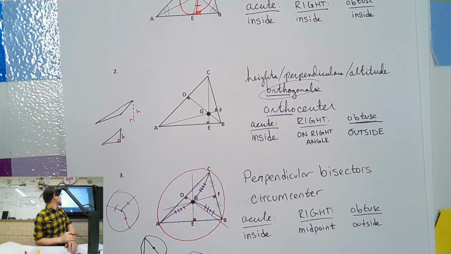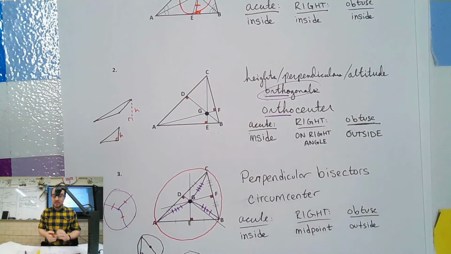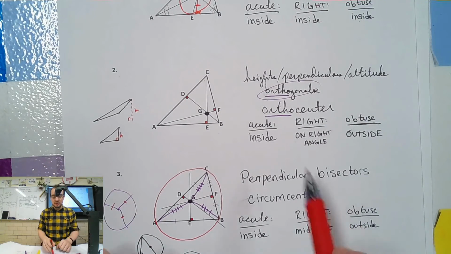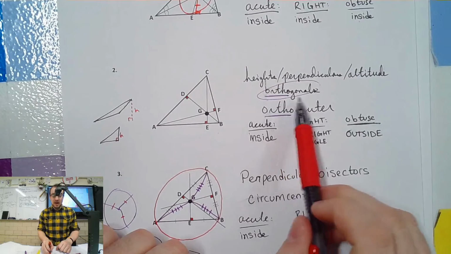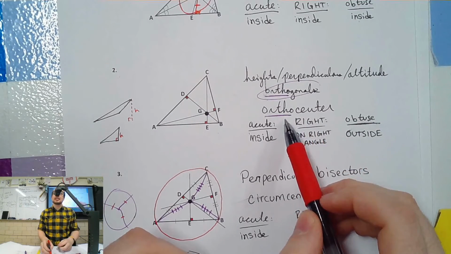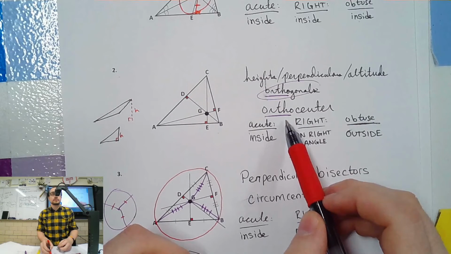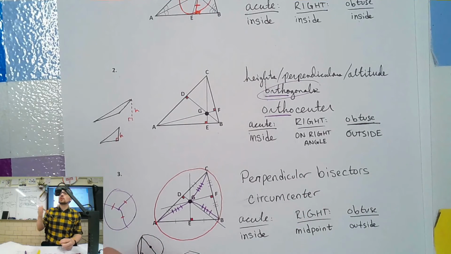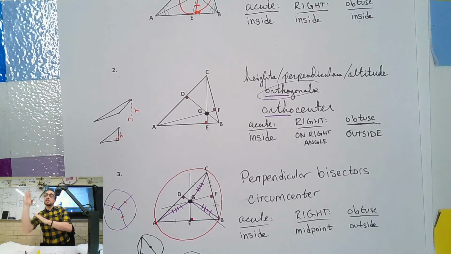Altitudes. We don't like them because they're kind of boring and they don't really have a fun name. It's hard to remember. Orthodontist, right? Orthogonals are 90 degrees. Orthogonal just means perpendicular. Perpendicular means 90. Sorry that we have to learn the other word for it. Orthogonals intersect at the orthocenter. And again, if you remember, orthogonal means 90 because when you go to the orthodontist, they straighten your teeth, right?